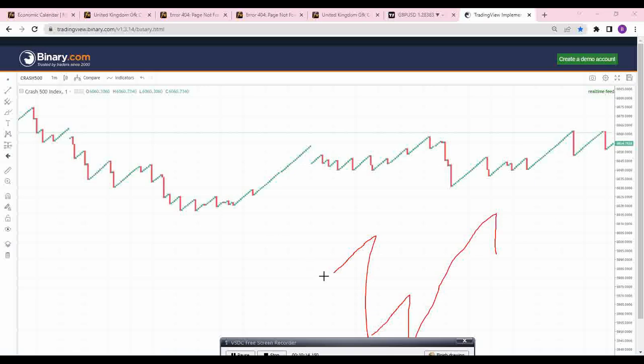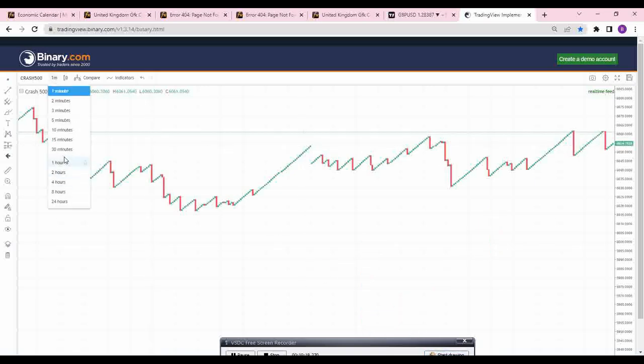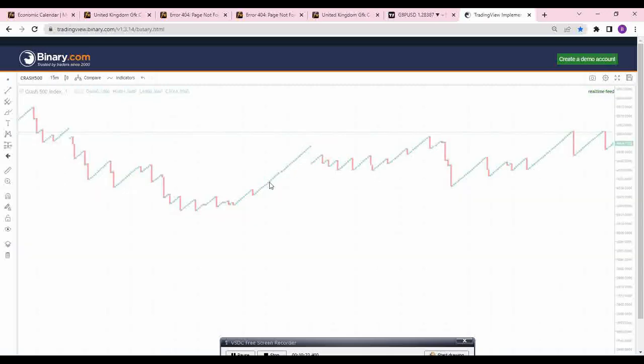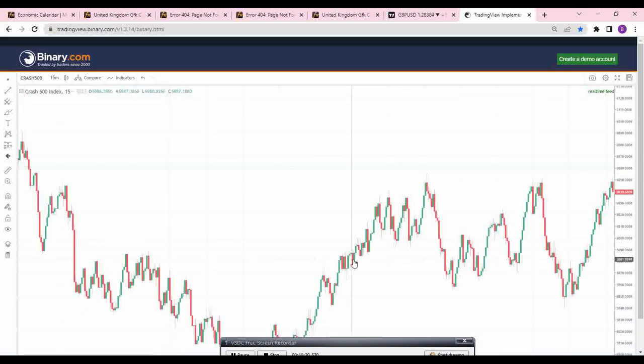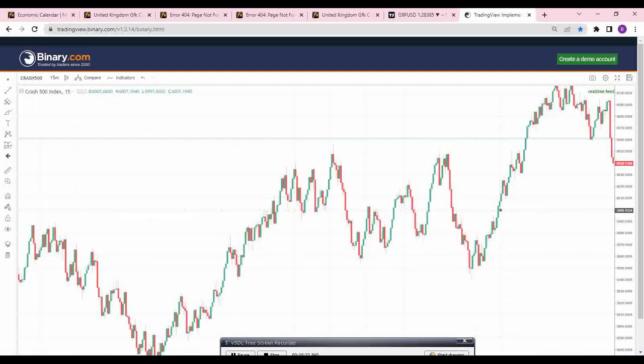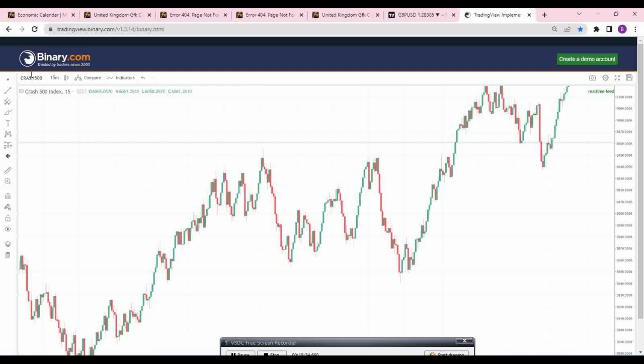Let me show you the way it moves on the 15-minute time frame. It will be bigger this time, but you'll notice a lot of the spikes here and there. It's also noticeable, but at least it looks different right now on the 15-minute time frame.